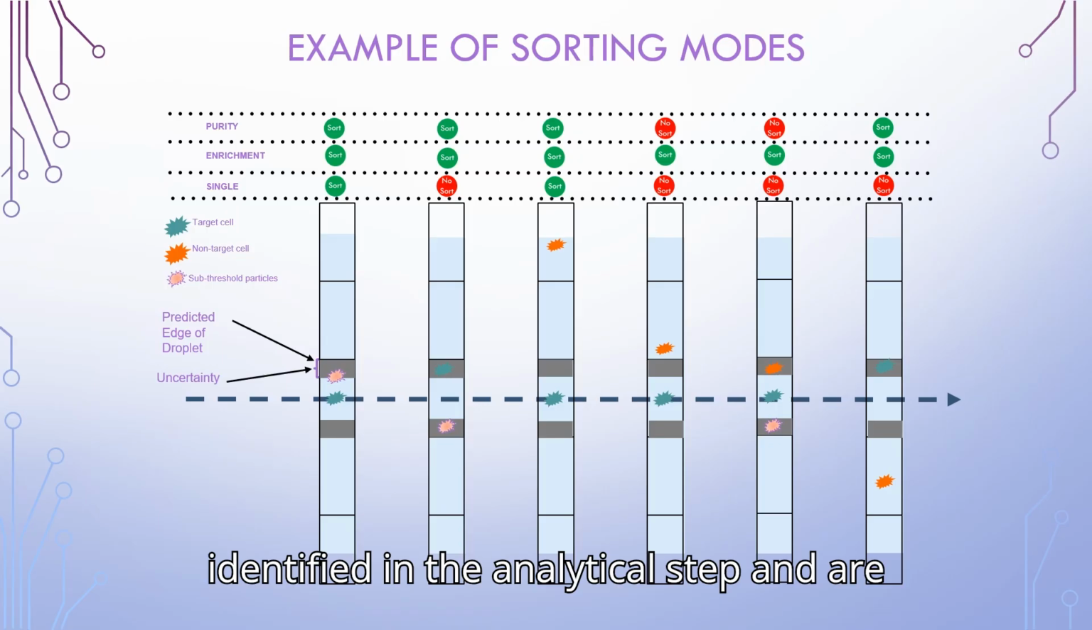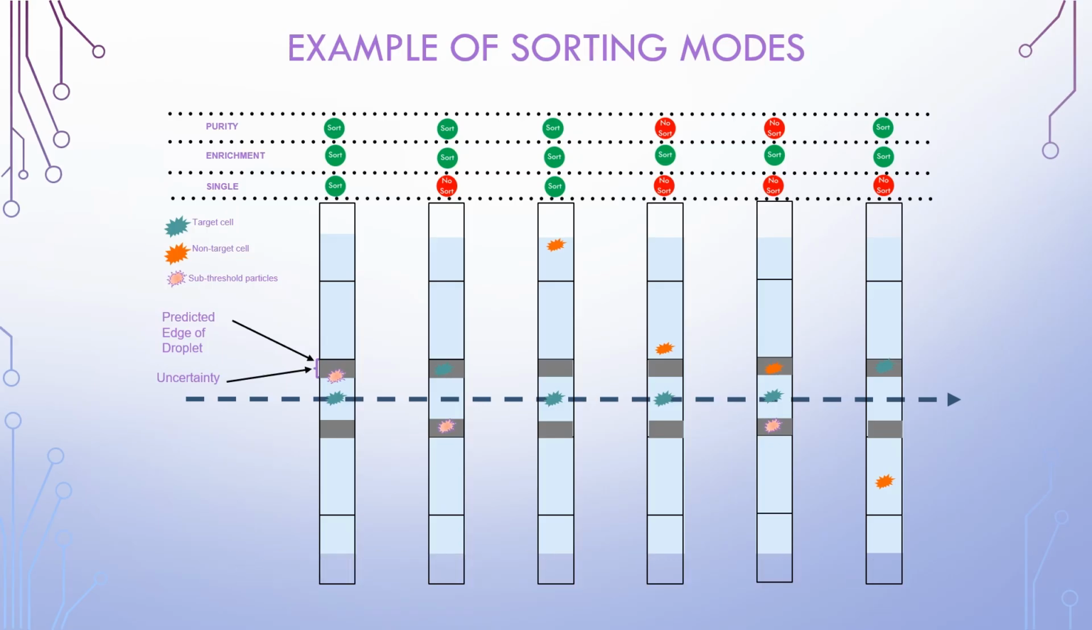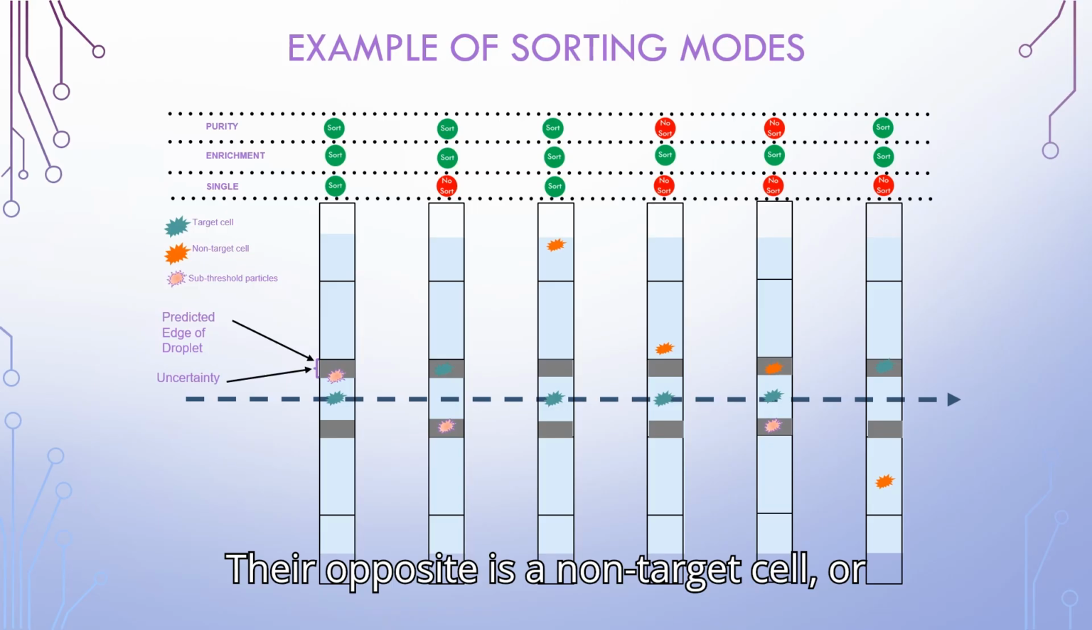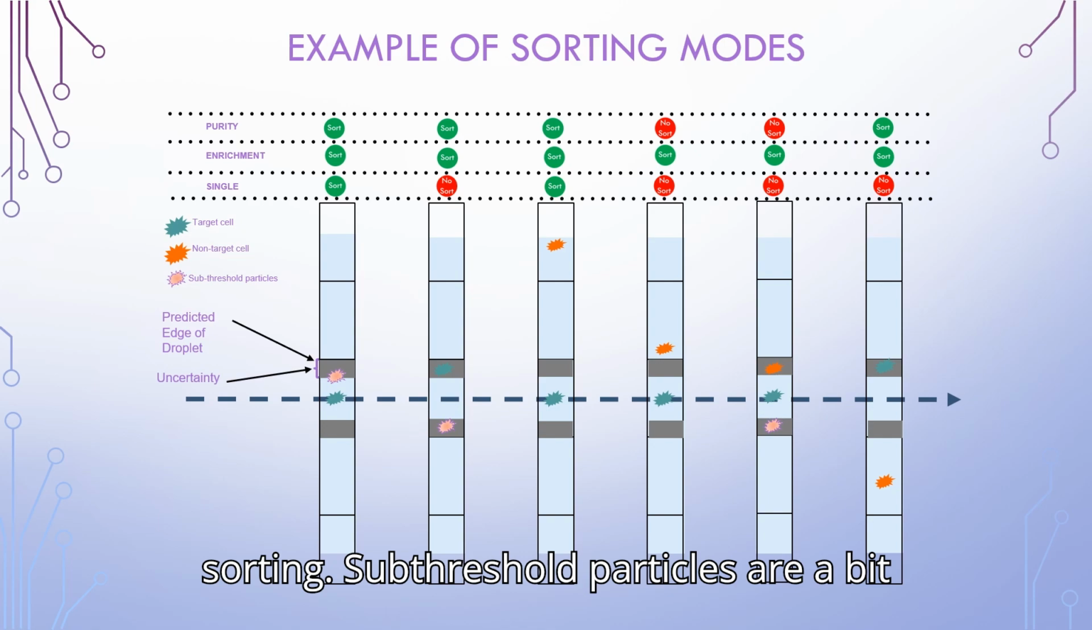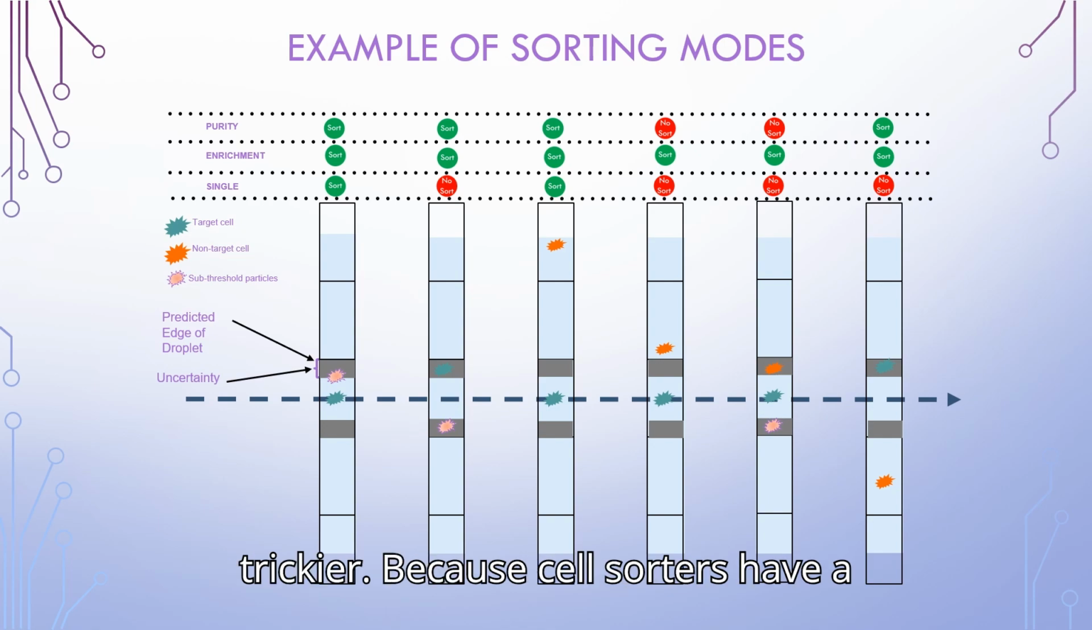Target cells are those identified in the analytical step and are selected for sorting by an operator. Their opposite is a non-target cell, or those cells intentionally excluded from sorting. Subthreshold particles are a bit trickier.